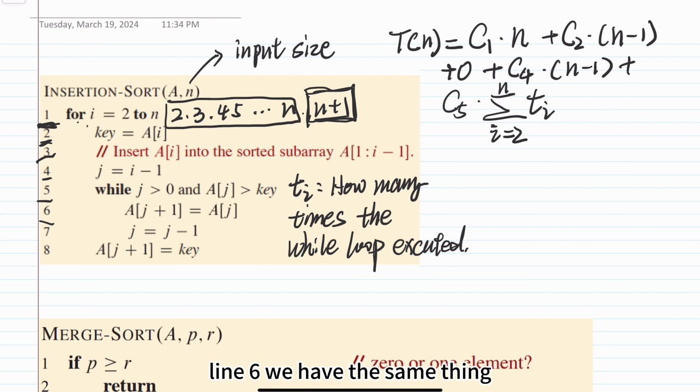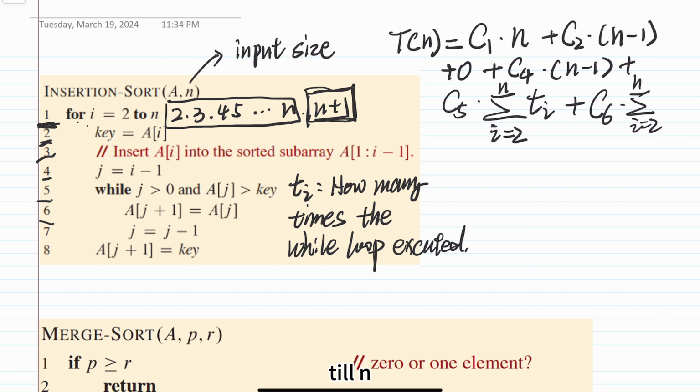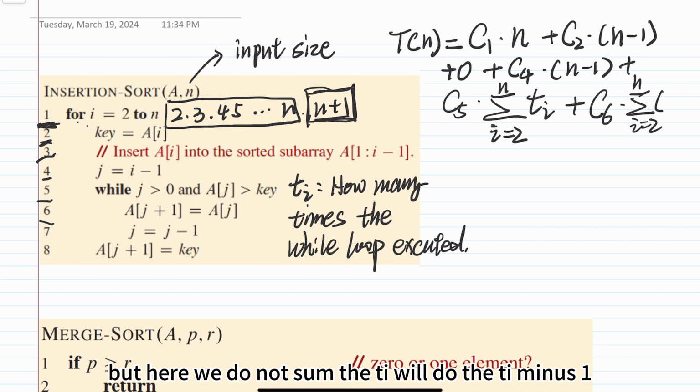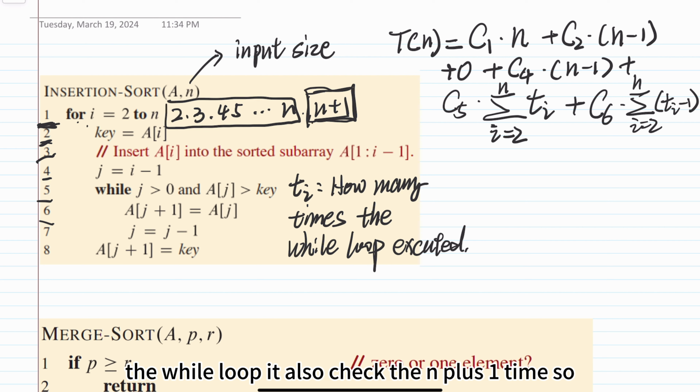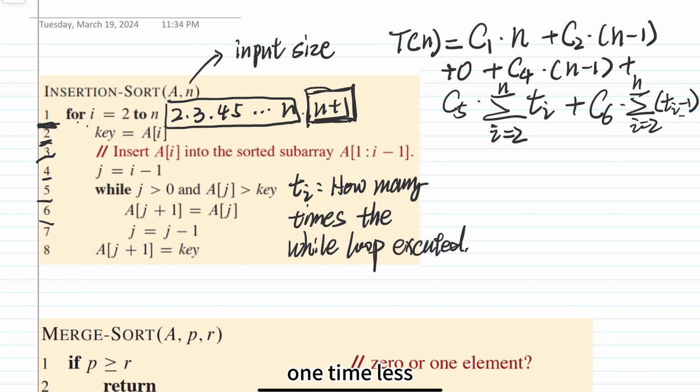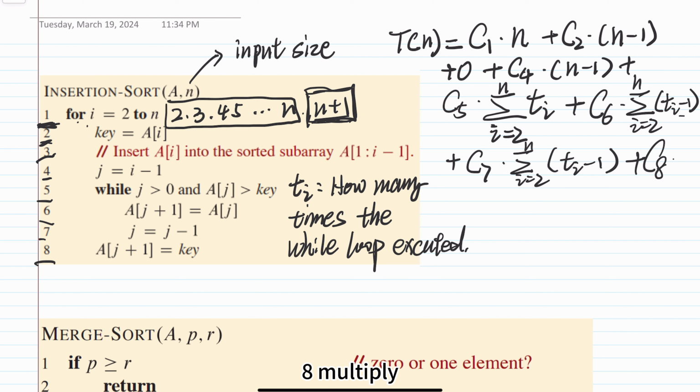For line 6, we have the same thing: C6 multiplied by the sum for i equal to 2 till n. But here we do not sum t_i, we sum t_i minus 1. It's the same as the for loop: the while loop will also check n plus 1 times, so inside the loop it will always run 1 time less than the condition check. Then for line 7, we have the same thing: i equal to 2 till n, of t_i minus 1. For line 8, we have C8 multiplied by n minus 1. So this equation is the time complexity.